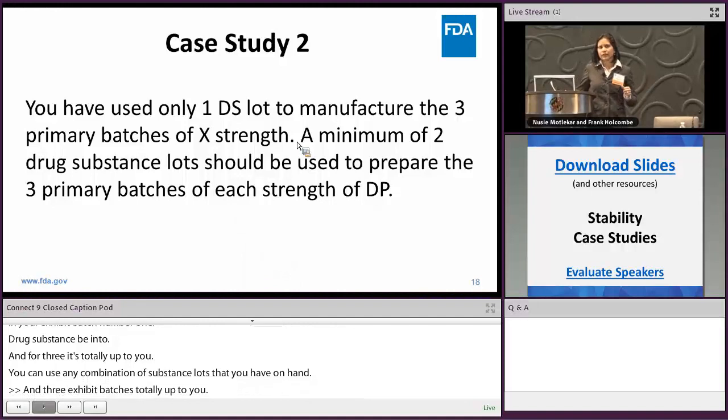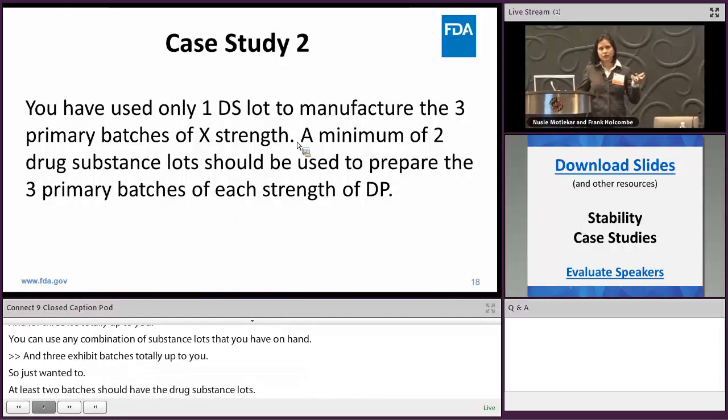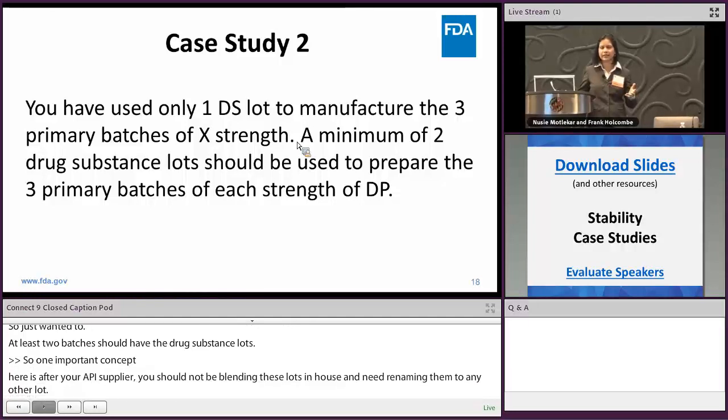So one important concept to remember here is after you receive the drug substance lot from the API supplier, you should not be blending these lots in-house and renaming them to any other lot number or name, right? So only the drug substance or API supplier is supposed to use a blended or validated blending method to blend their lots before they supply it to you. So that's an important concept.